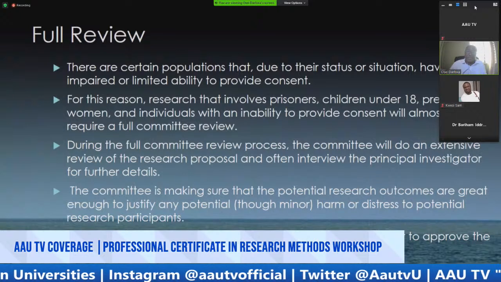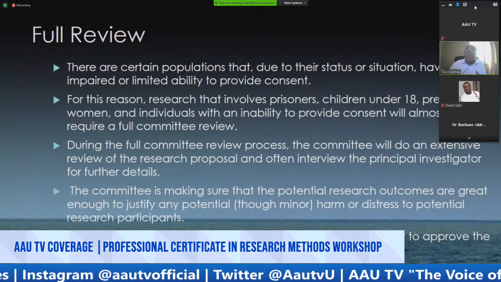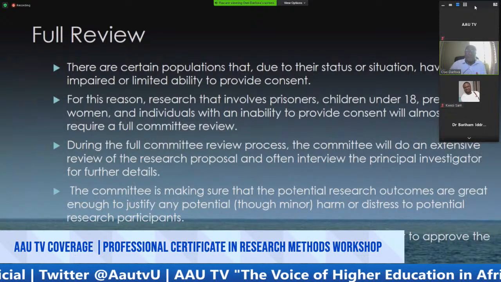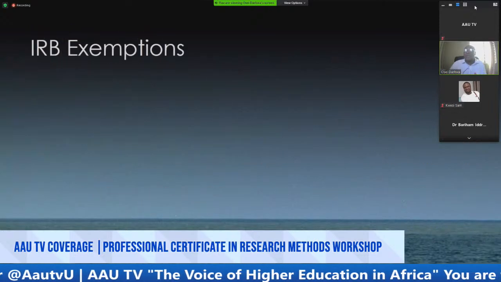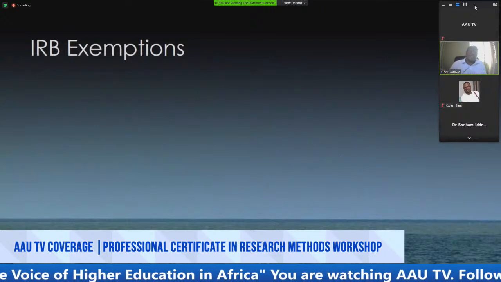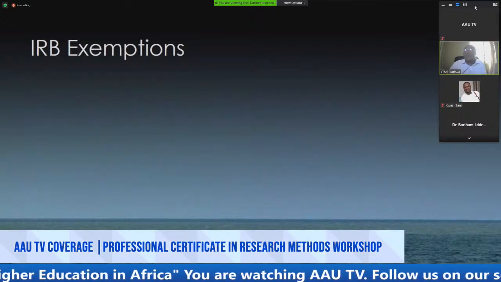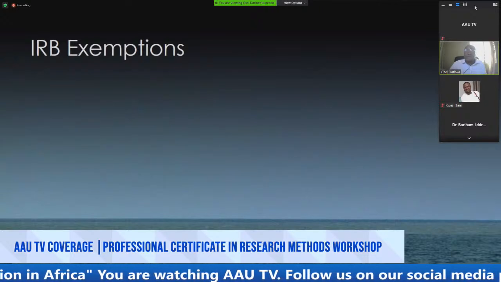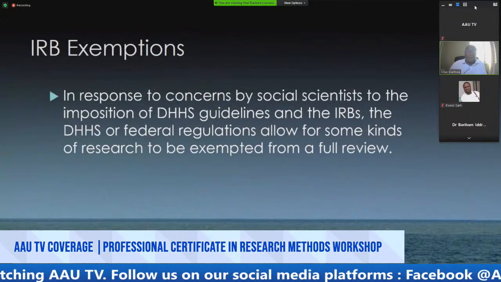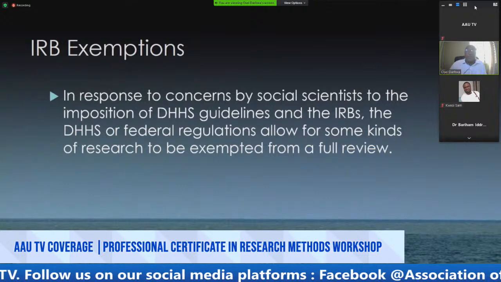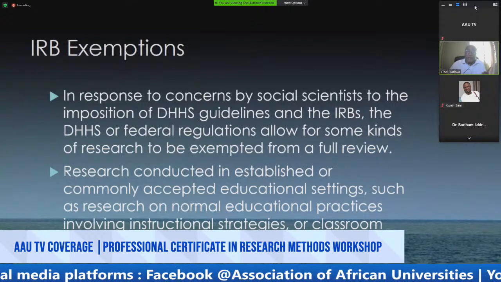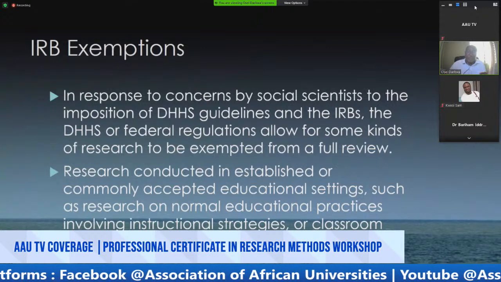So it's exempt, expedited, and full. These are the three types of review by institutional review boards. In addition to that, they realize that some research doesn't really require any IRB approval, so there are exemptions to that. A number of them, so some of them you just apply for exemption through the IRB. So they'll give you an exemption.